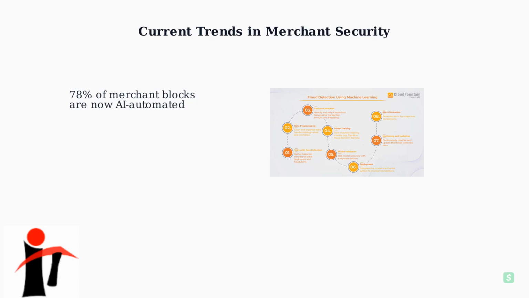Currently, 78% of all merchant blocks are automated using advanced AI analysis. This AI-powered system has proven highly effective, reducing payment fraud by 35% year over year, while preventing an estimated $2.1 billion in potential fraudulent transactions annually.